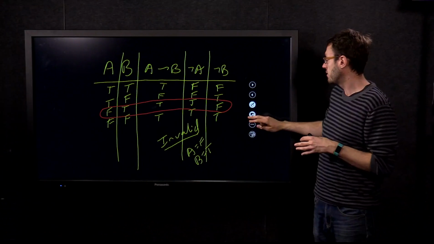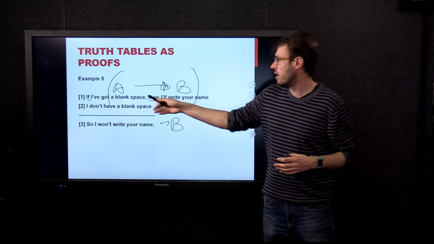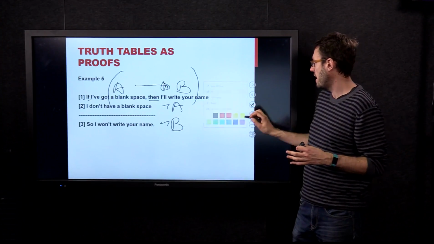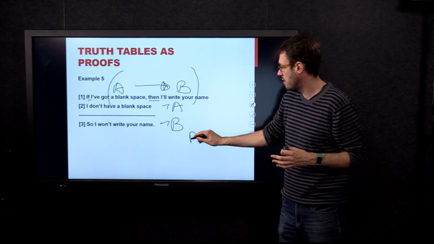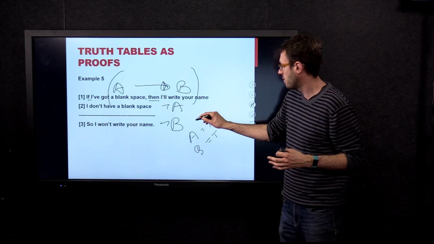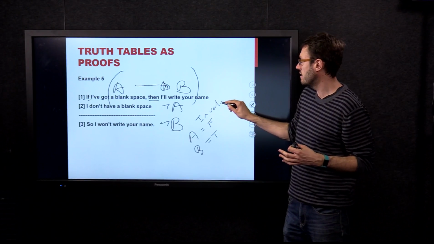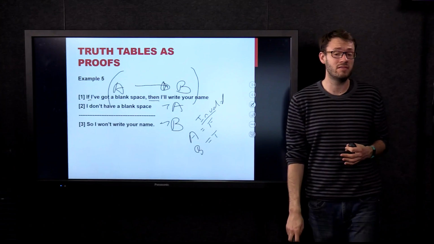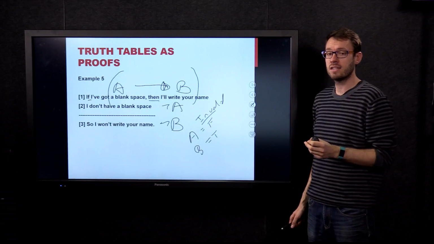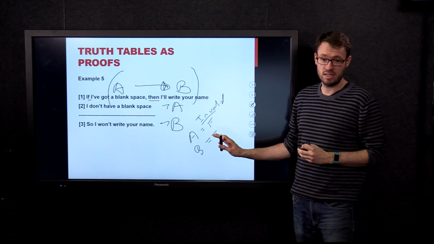So if we now come back to the English argument, if I've got a blank space, then I'll write your name. I don't have a blank space, so I won't write your name. And we're just going to add our counterexample in when A is false and B is true, right? So we know that this argument is invalid. We know that Taylor Swift gave us an invalid argument, and because she gave us an invalid argument, we can draw out the counterexample that demonstrates that the argument is invalid.